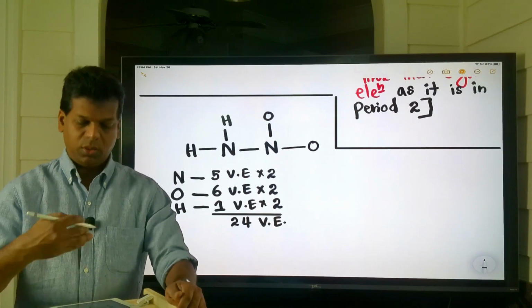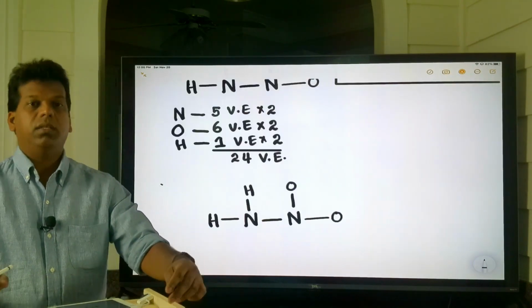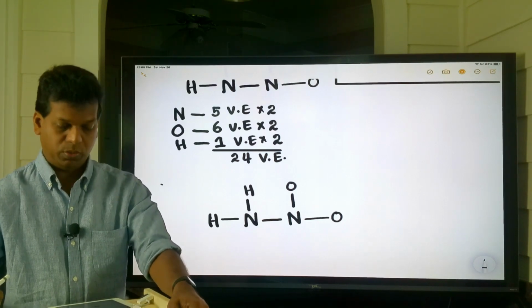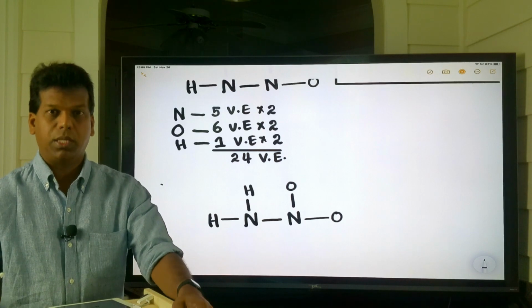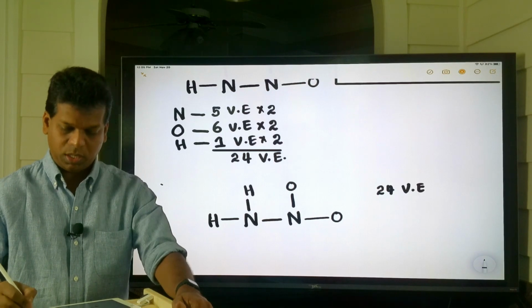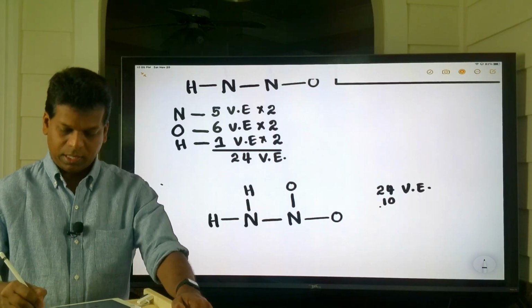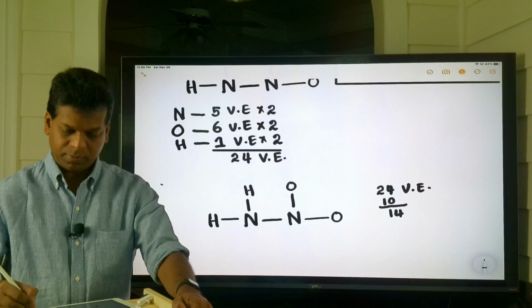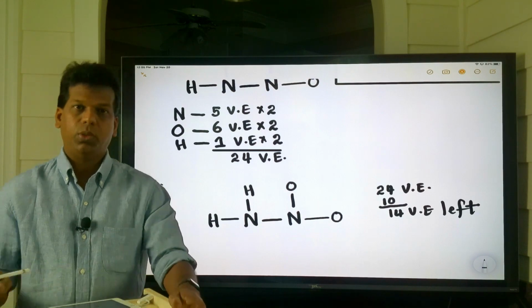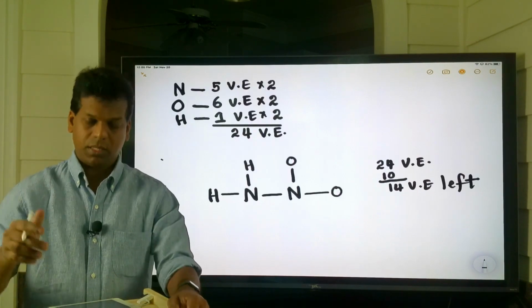Let me write it down again. So this is the skeletal structure. So there are 5 bonds. So we created 5 bonds. That means 10 electrons. Out of that 24, we have already used 10 electrons. There are 14 left. Now we have to distribute those 14 on the atoms in the molecule.